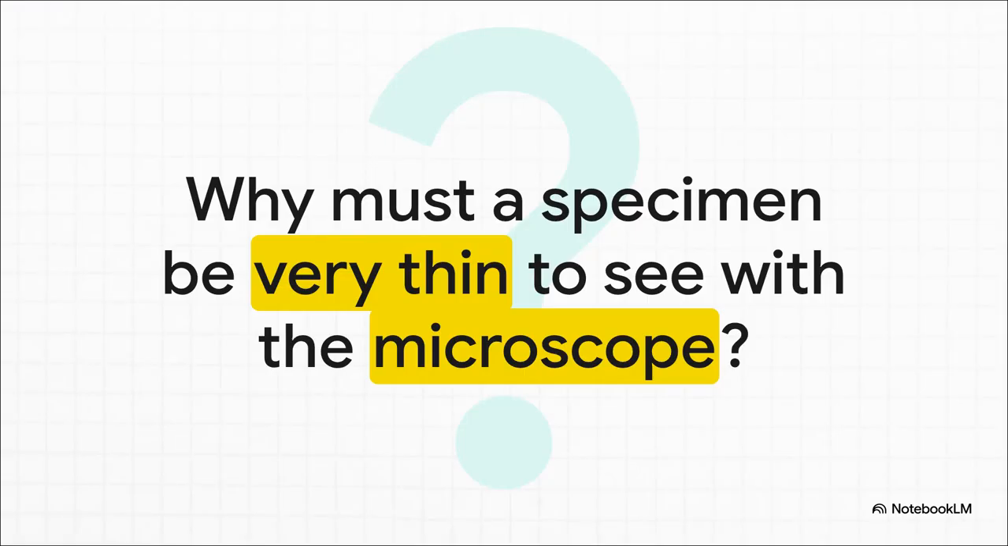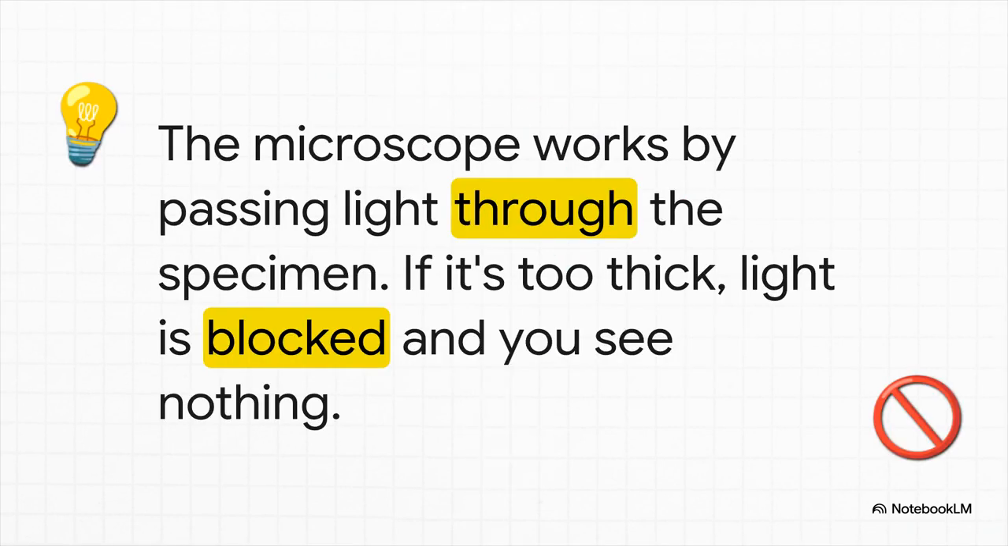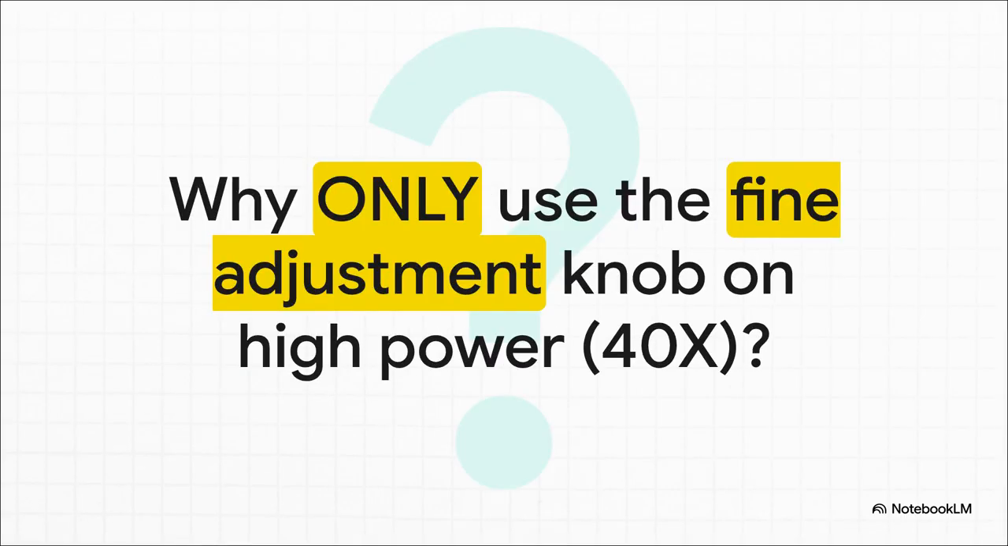Here's a classic quiz question that really gets to the heart of how these things work. Just think about it for a second. Why does the sample have to be so incredibly thin, almost transparent? The answer is literally in the name. It's a compound light microscope. The light at the bottom has to shine up and pass through your specimen to get to your eye. If your sample is too thick, it just blocks the light. You won't see anything but darkness. The light has to be able to get through. Simple as that.